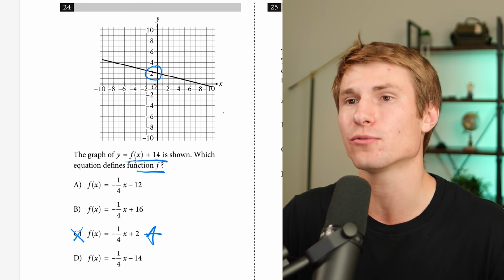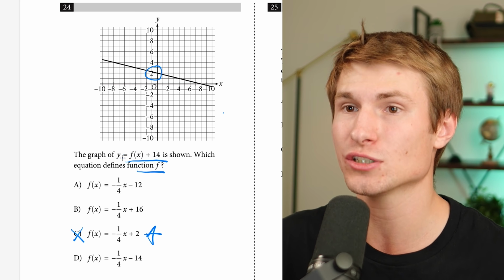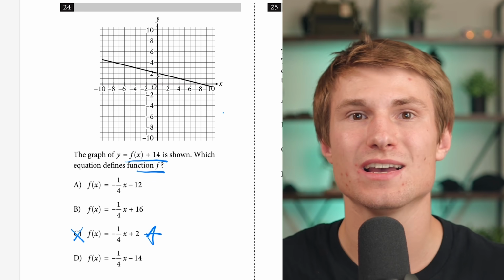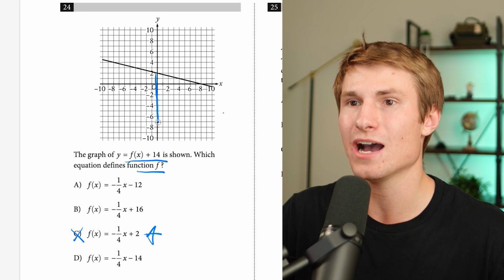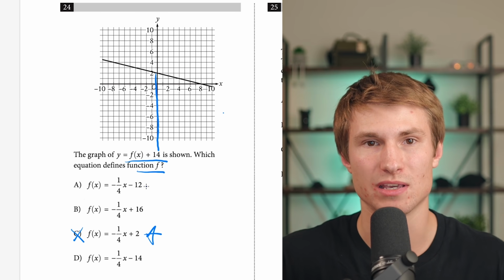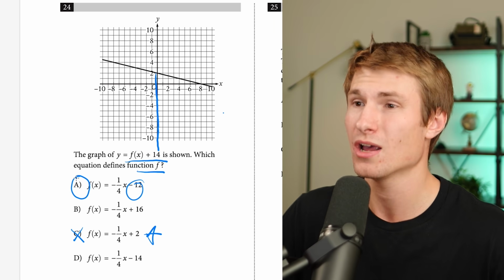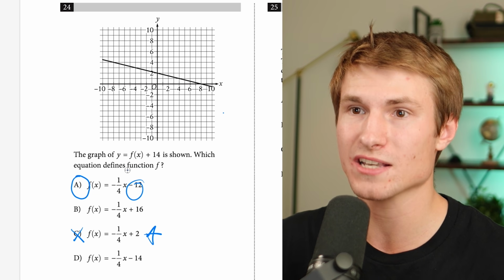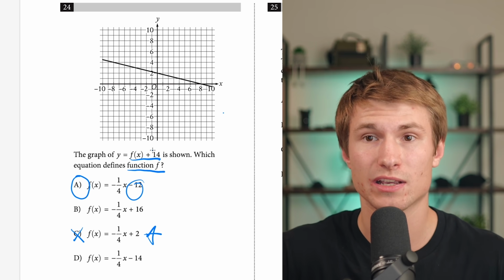This question states the graph of y equals f of x plus 14 is shown, and we're asked to define the function f, not the function y, not y equals f of x plus 14. So the function f has to be down. It has to have a y-intercept that is 14 below where it is on this graph. So if we go down 14 from 2, we have to be at -12, which means our y-intercept has to be -12, and our answer has to be answer choice A because that's the only answer choice with -12 as the y-intercept. So on the SAT math section, pay very close attention to details with what you're asked to answer with and any equations or functions that you're given in the context of the question.